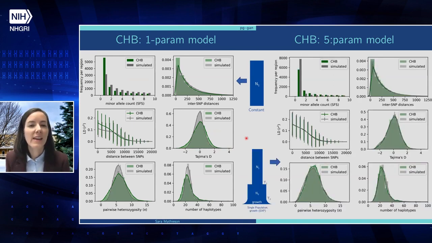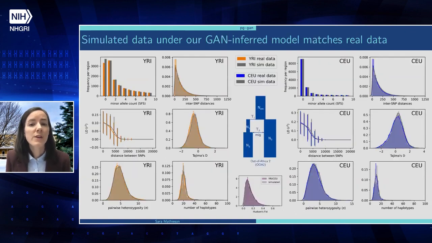But if we used a more sophisticated model that actually included exponential growth and some size changes at different times, we're actually able to much better fit the data. We also looked at a two-population model of the out of Africa event with YRI and CEU, an African and European population. And we're also able to really closely mirror the summary statistics here.